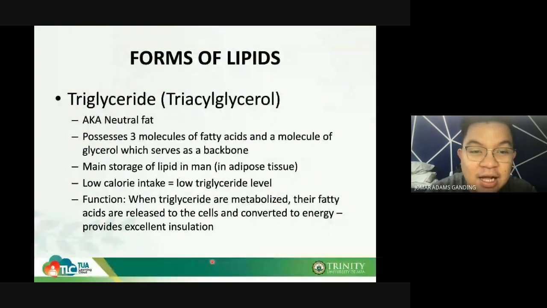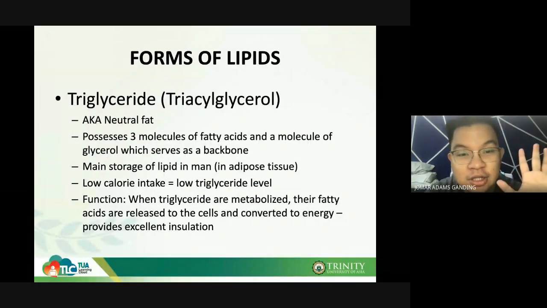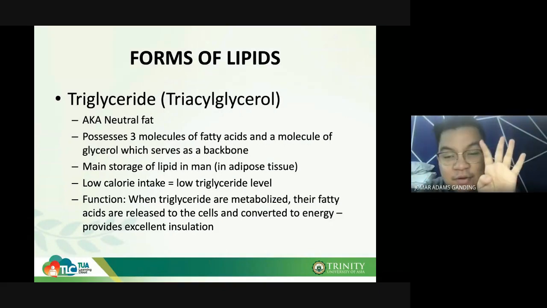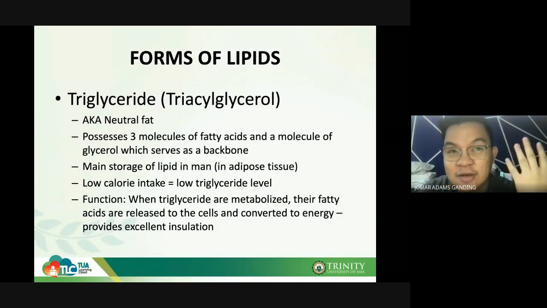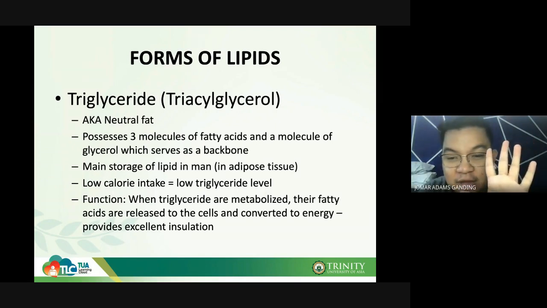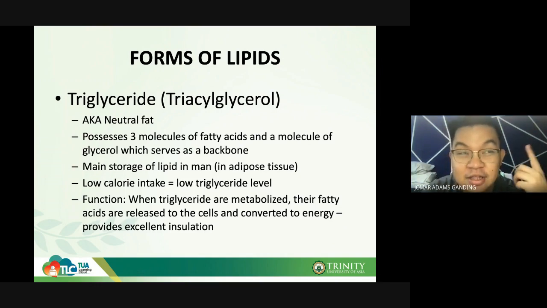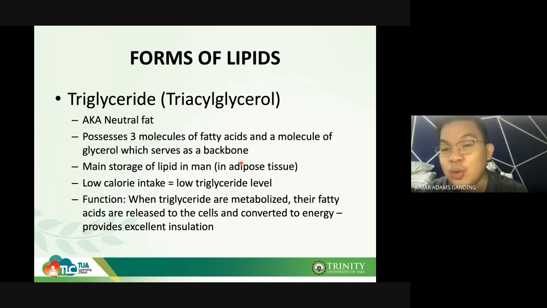Your phospholipid has how many fatty acids? On the chat box, answer me in 5 seconds. How many fatty acids does a phospholipid have? 5, 4, 3, 2, 1. Okay, your phospholipid has 2. Your triglyceride, kaya siya tinawag na triglyceride, has 3 molecules of fatty acid attached to a glycerol, which serves as its backbone. I want you to look at this now again.